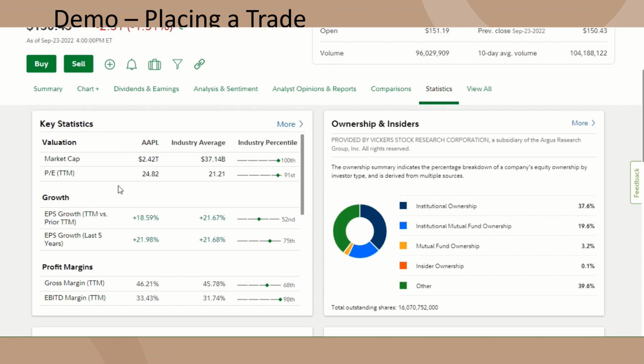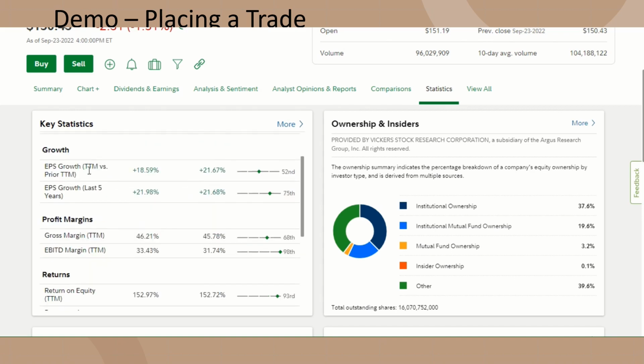We will not go through everything, but some like market cap, which we already know, and P by E. This compares with the industry average and where we stand percentile wise with respect to the industry. If you see market cap, it's almost at the top 100th percentile. P by E is also pretty good, around the 91st percentile. And EPS growth is 18.59%. This is TTM, trailing 12 months versus a prior trailing 12 months. And it is comparable to the industry standards.